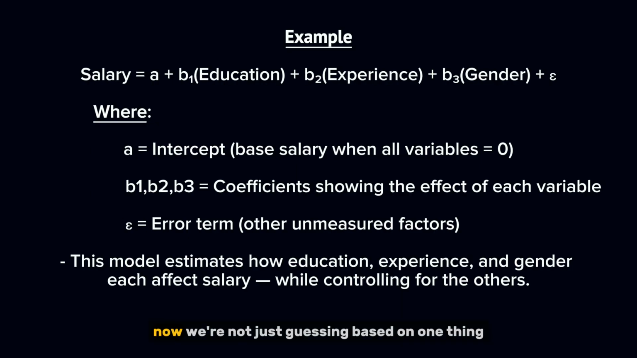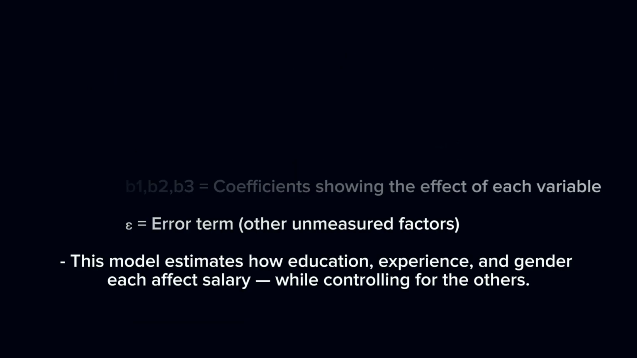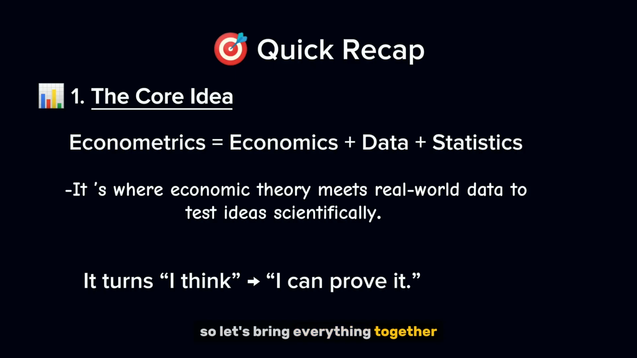Now, we're not just guessing based on one thing. We're controlling for multiple factors at once. This gives us a clearer, fairer picture of how each variable actually affects the result while keeping the others constant. That's the beauty of multiple regression. It helps us see the bigger picture, the way the world really works, where outcomes depend on many things all at once.